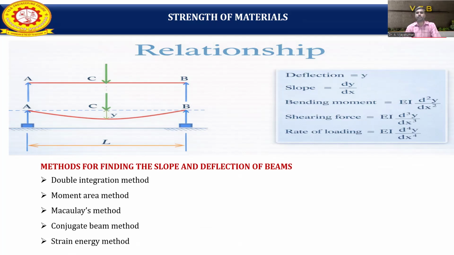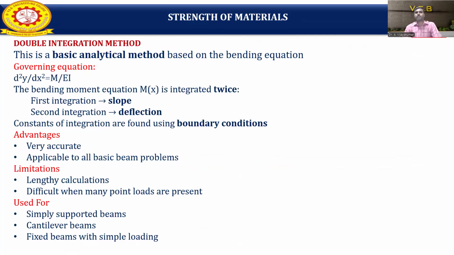Now in this module 3, we are going to discuss the first four methods: the double integration method, moment area method, Macaulay's method and conjugate beam method, to find the slope and deflection for a given loading system. So what is double integration? It is a basic analytical method. We need to frame the bending moment equation, and from the bending moment for the given loading system, we can find the slope and deflections.